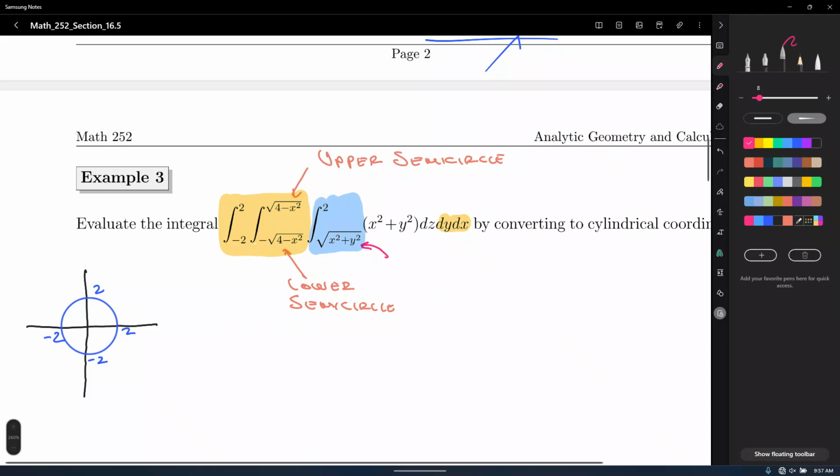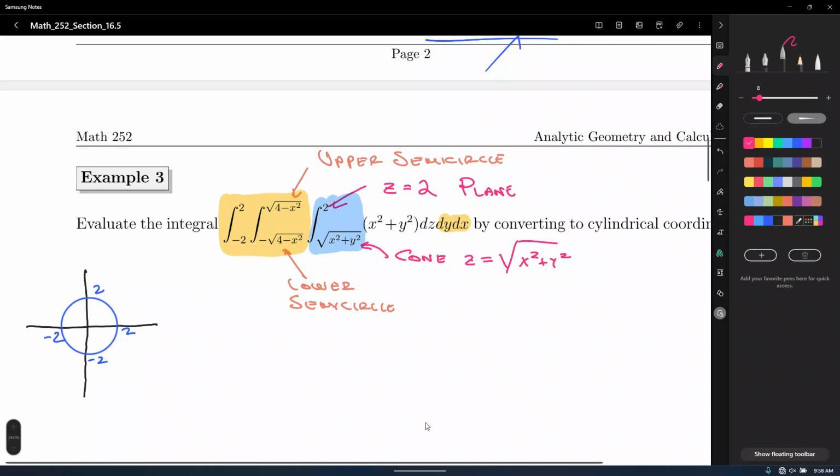Isn't that a cone? Cone. What about z equals 2? What is that? It's just a plane, right?